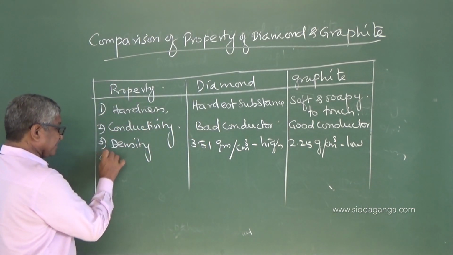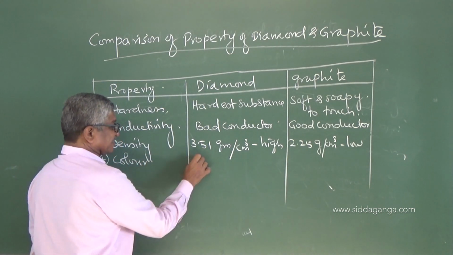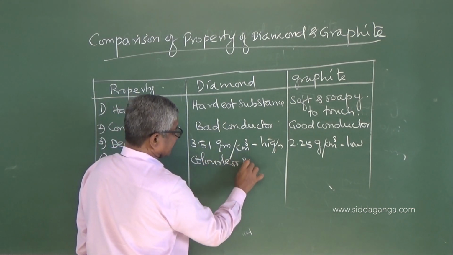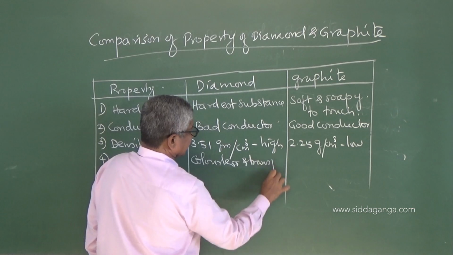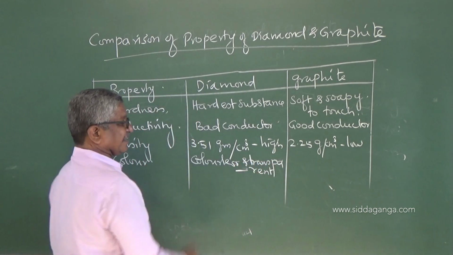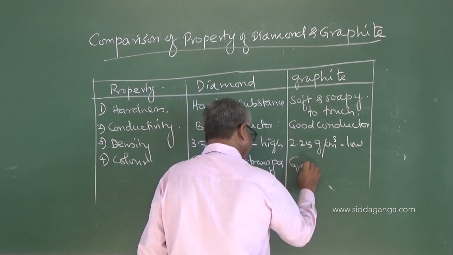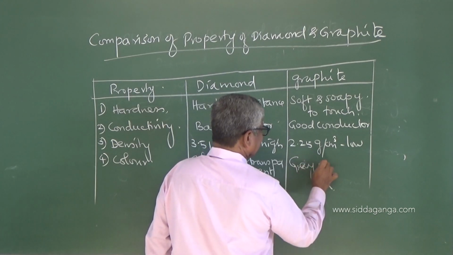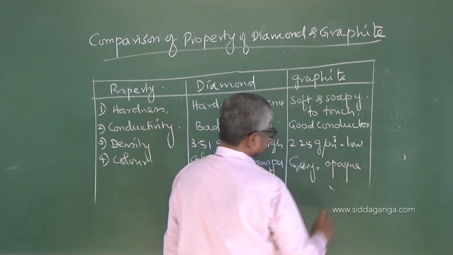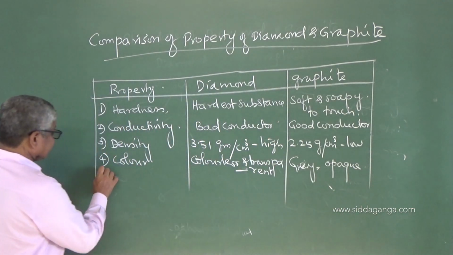Color of diamond, it is colorless and transparent. And graphite is grey, opaque, not transparent.